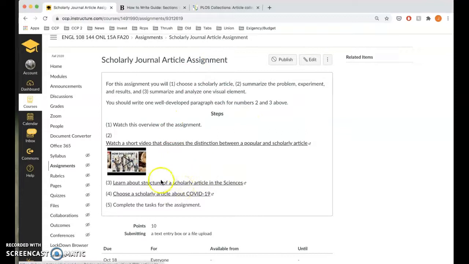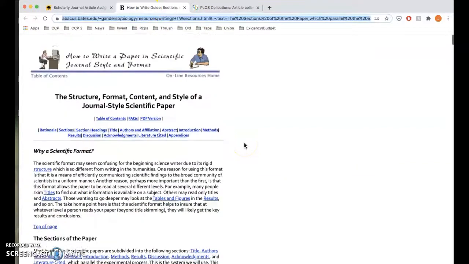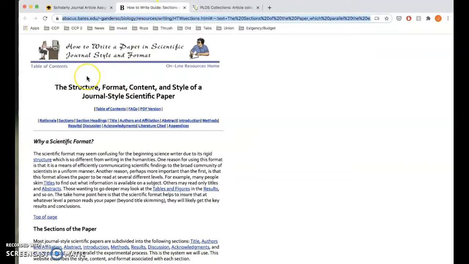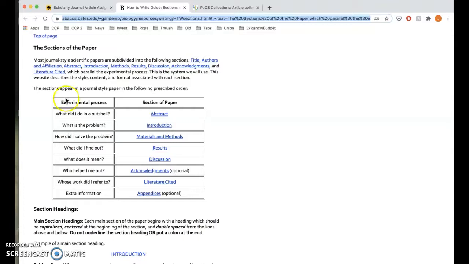So let me just talk a little bit about the structure of scholarly articles, and then I'll show you the collection that you get to choose from. So when you click on number 3, it's going to take you to this page here, which is how to write a paper in a scientific journal style and format. Okay. So every paper in one of these journals is going to be structured in identical fashion. Okay. Every paper is going to have specific sections, right?